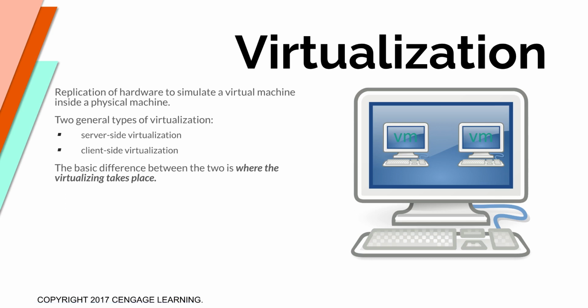What is virtualization? Virtualization is basically the replication of hardware to simulate a virtual computer. So virtualization allows you to create make-believe machines, right? There are two general types of virtualization: server-side virtualization and client-side. Now, what is the difference? Well, simple. Where is the virtualization taking place? Is it taking place on a server? Then it's server side. Is it taking place on a client? Then it's client side. And by a client, I mean a regular computer, just your regular desktop or laptop computer, right? And by server, I mean, well, a server.